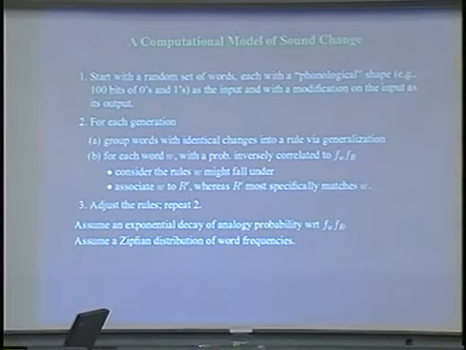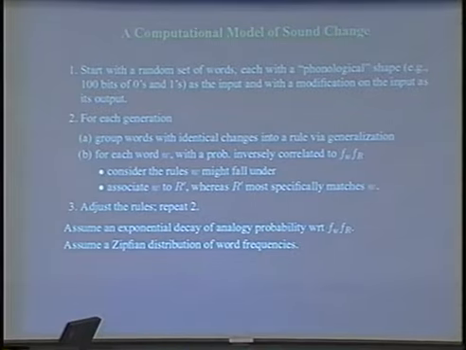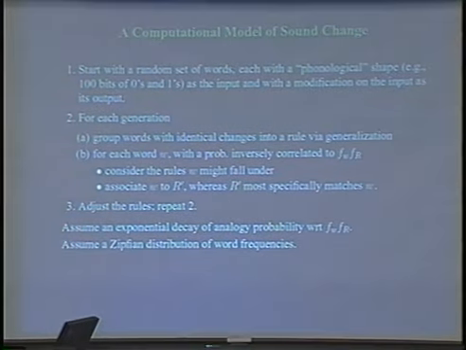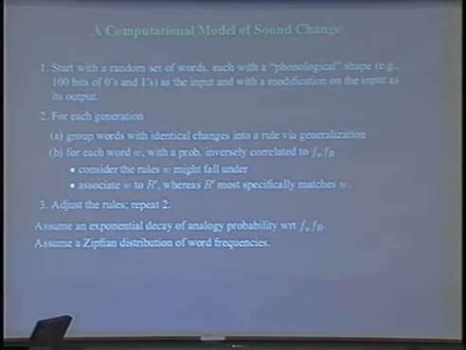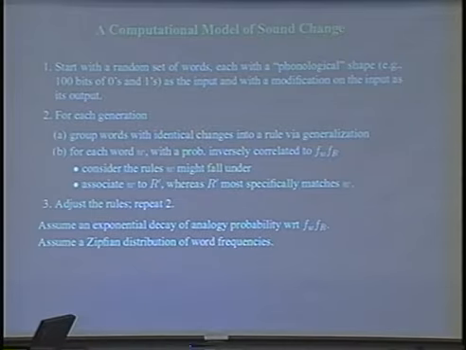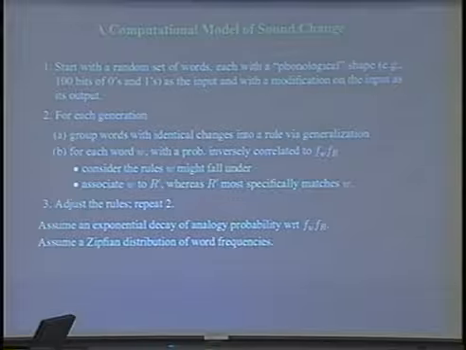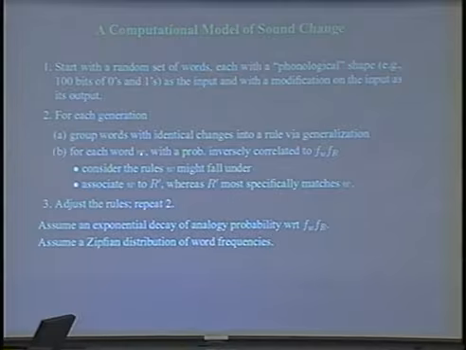So we start with a random set of words, each with a phonological shape, say just 100 bits of zeros and ones. That's the input, and an arbitrary modification of the input gives an output. Remember, in the learning model, if two words undergo the same changes, they're in the same class by definition. So you can just group words with identical output rules or processes into a rule by the generalization we saw earlier.